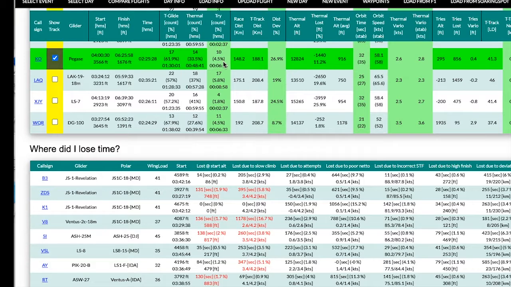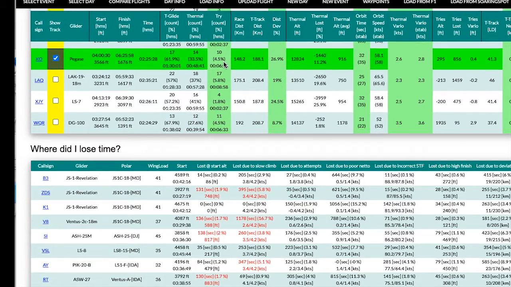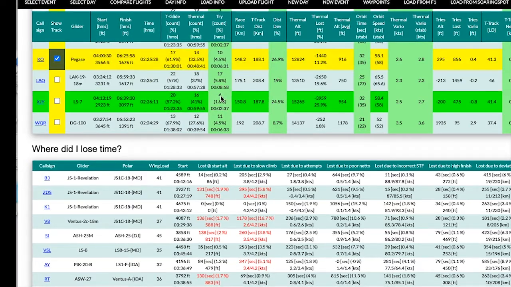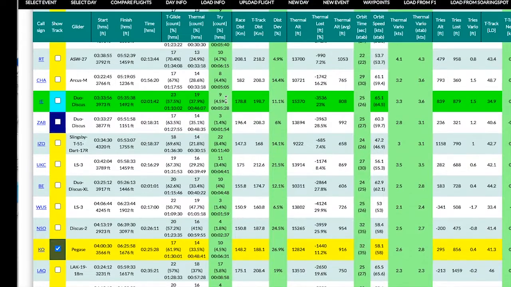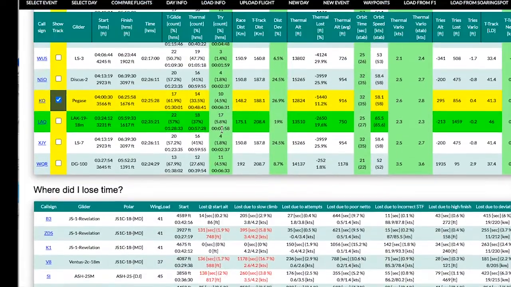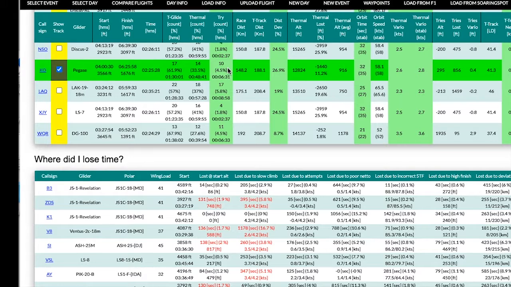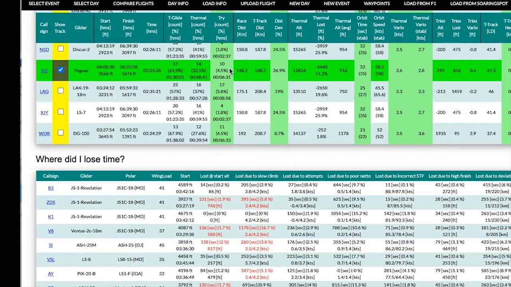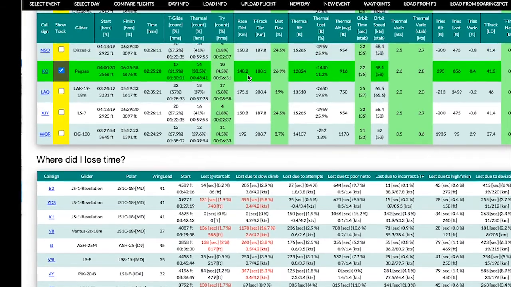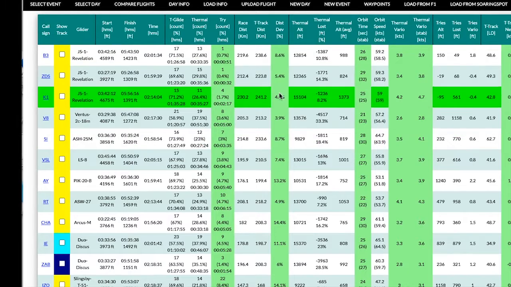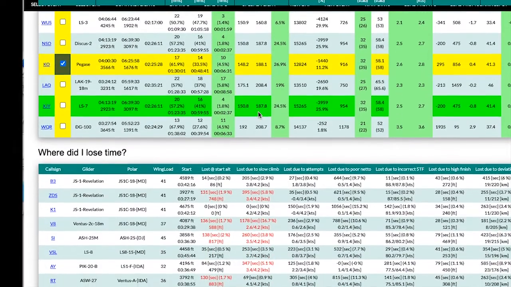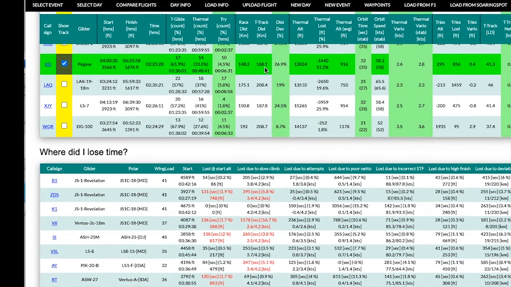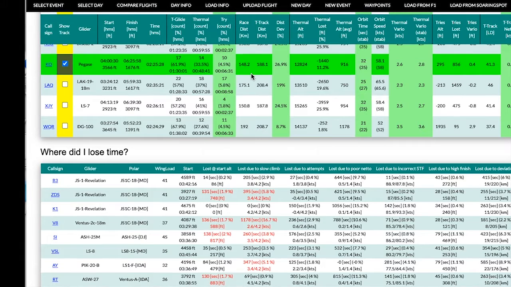Tries, which is where I turned but didn't complete a circle, a little bit higher than I would like. You can see someone's down here at 4, a number of people at 3 tries. So I spent 4.5% of my time trying, which was 10 tries in total. My race distance was 148 kilometers. The big guns flew 200, 230. My track distance was 188.1. That's a bit of a giveaway.